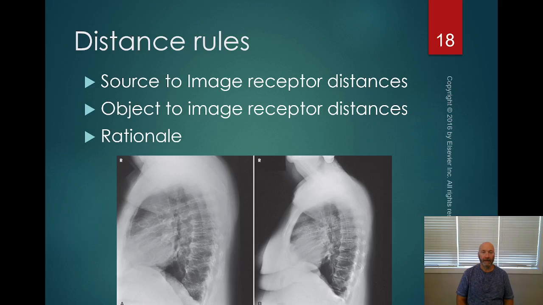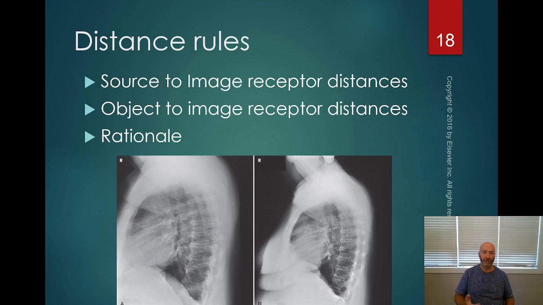Our OID can and does affect greatly how much magnification we have. So if we can't get our anatomy close to the image receptor and reduce our OID, that's object to image receptor distance, then what we may need to do is compensate with an increase in SID.